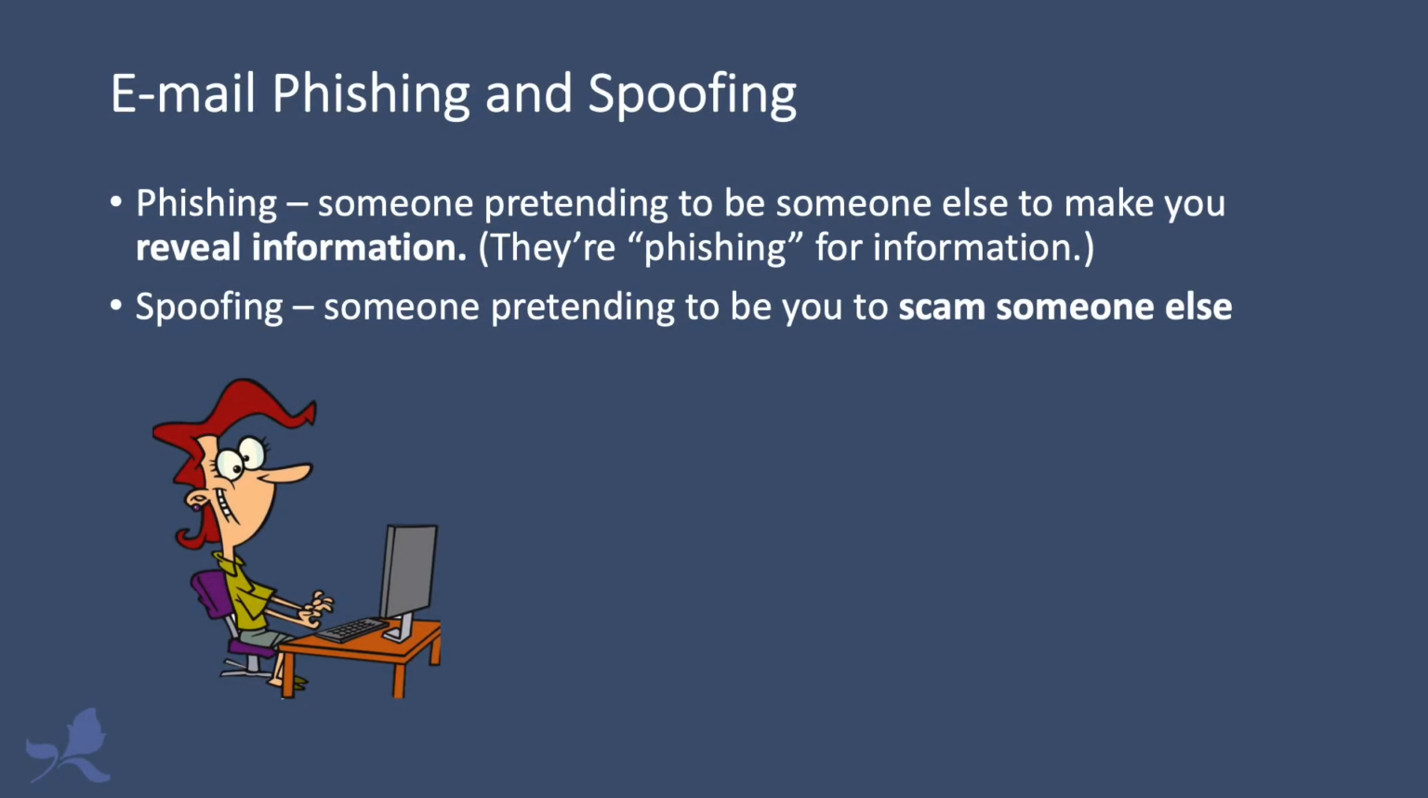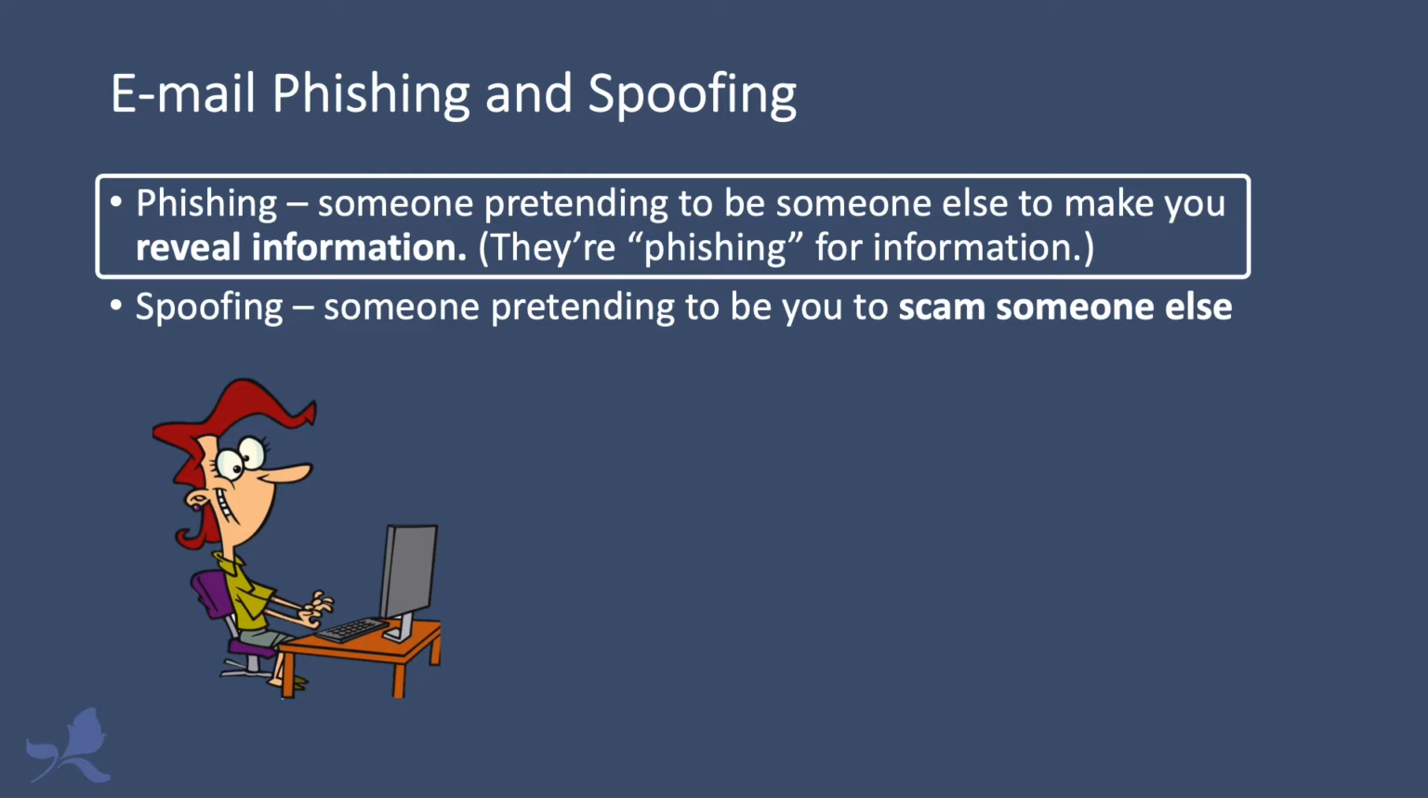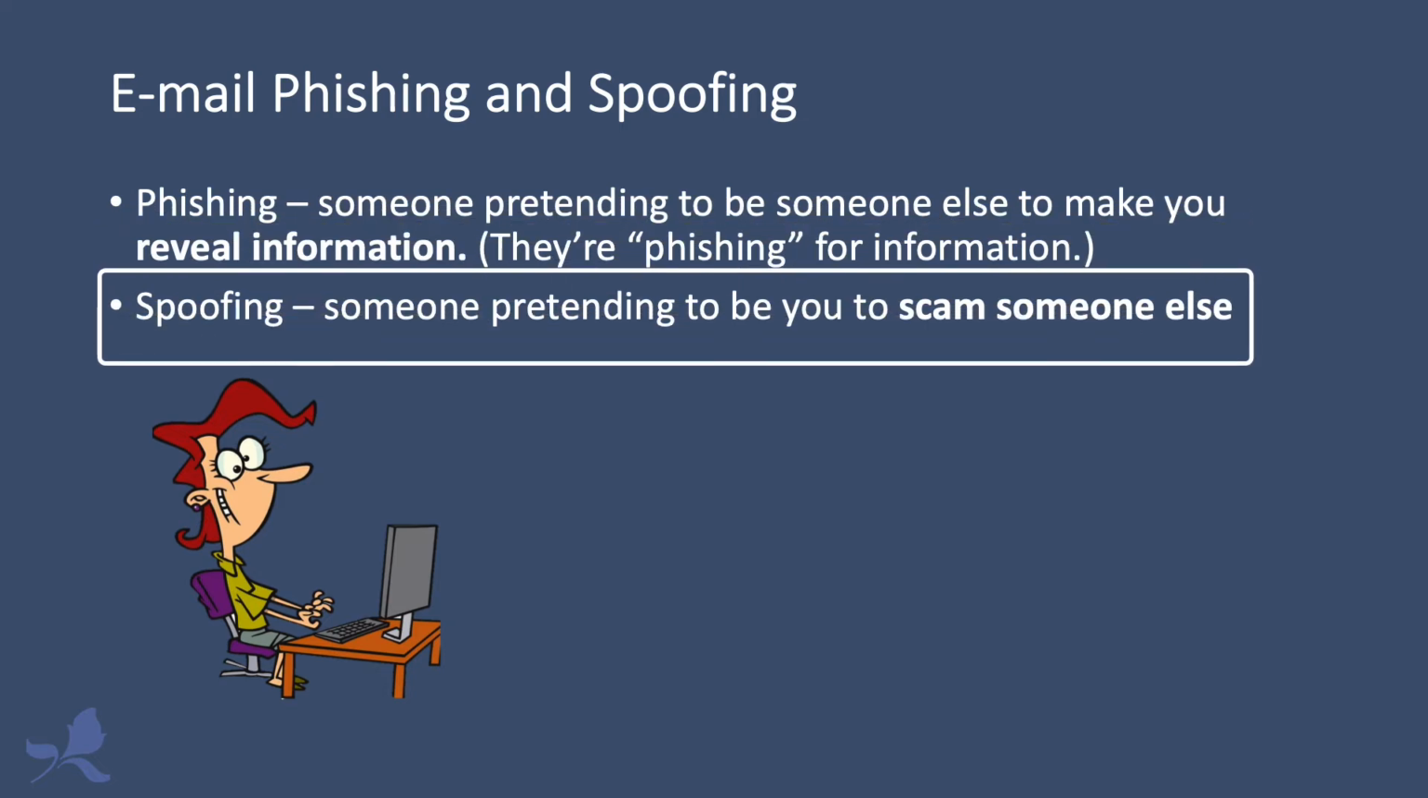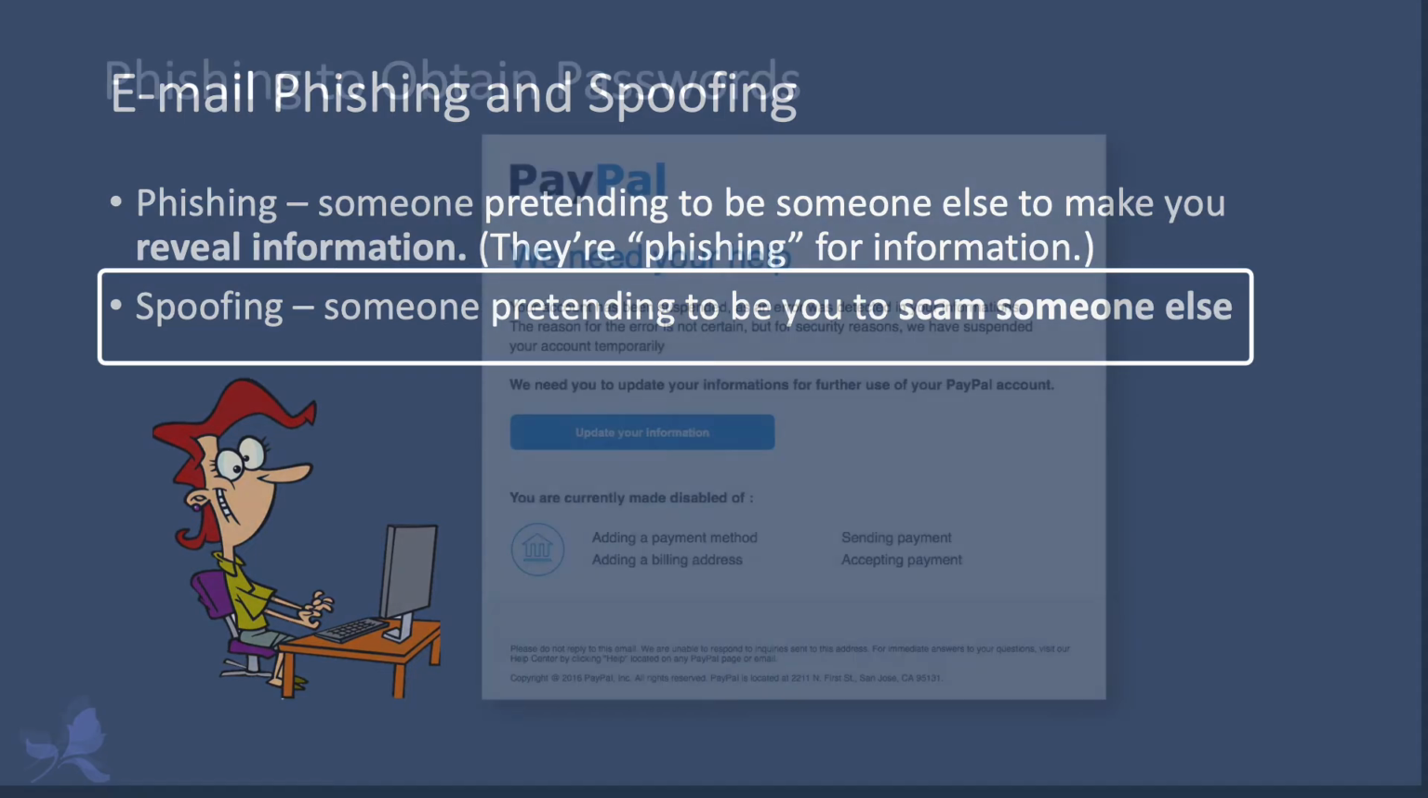Now I want to turn to the subject of deceptive emails. Many of our participants have and continue to receive deceptive emails, and it's important to recognize those that may be phony. Most deceptive emails fall into two categories: phishing emails, which is somebody pretending to be someone else to make you reveal information. In other words, they are phishing for information. And spoofing, which is when someone pretends to be you to scam other people. And we'll look at examples of both of these.